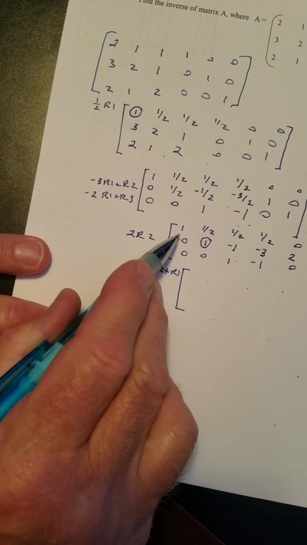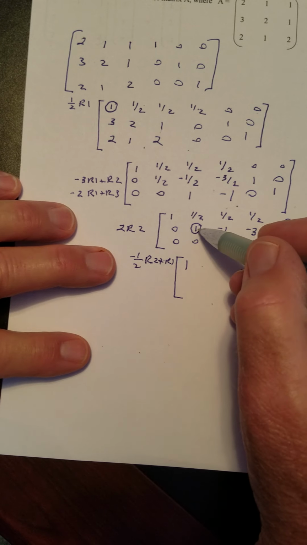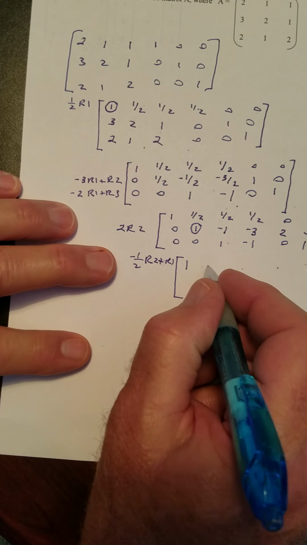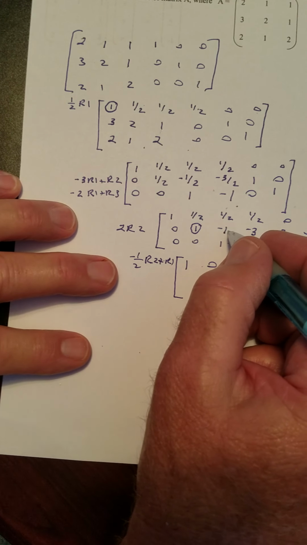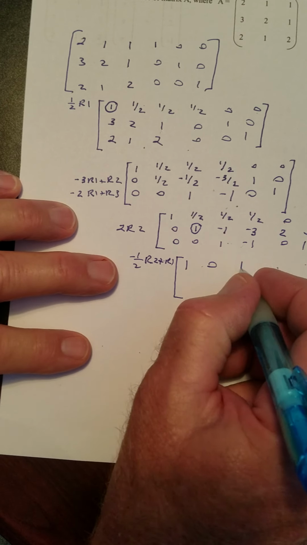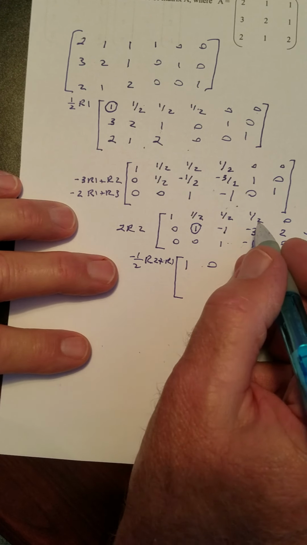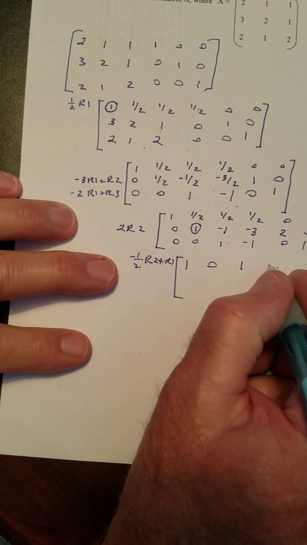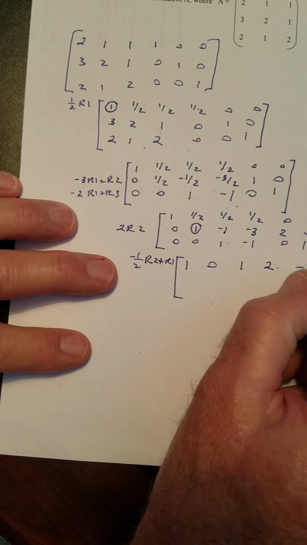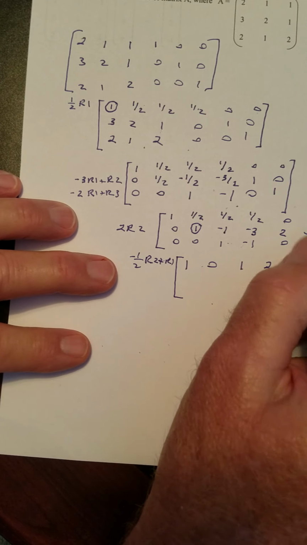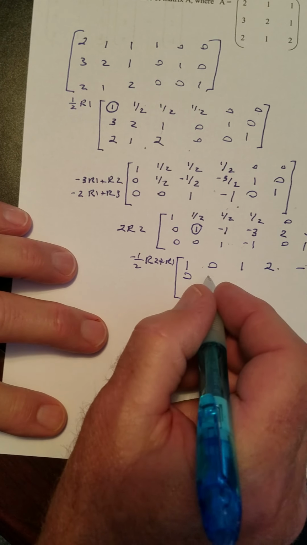-1 half times 0 is 0, plus 1 is 1. -1 half times 1 is -1 half, plus 1 half is 0. -1 half times -1 is +1 half. +1 half and +1 half is 1. -1 half times -3 is 3 over 2. Plus 1 over 2 is 4 over 2, and 4 over 2 is 2. -1 half times 2 is -1, plus 0 is -1. -1 half times 0 is 0, plus 0 is 0. Row 2 stays the same.